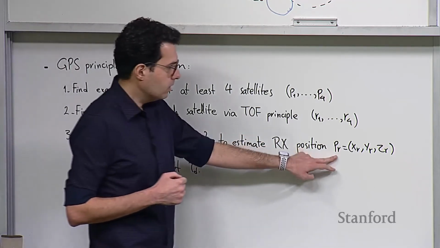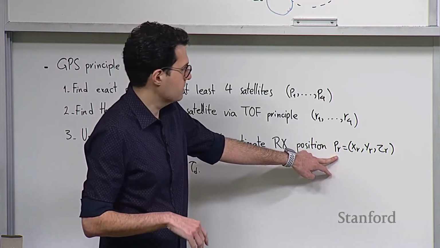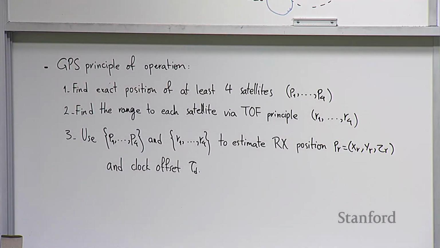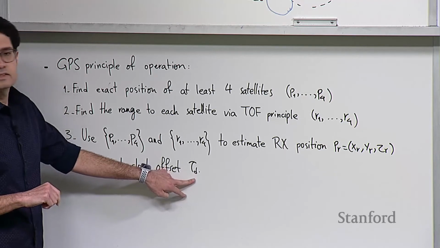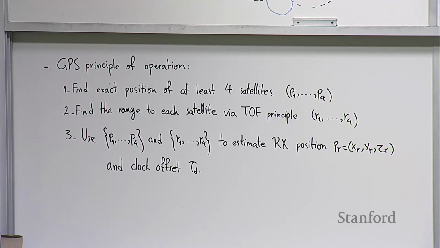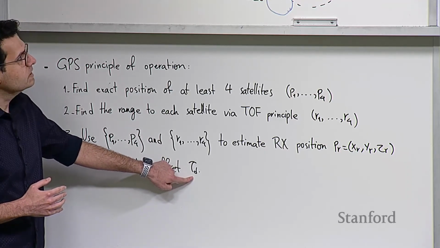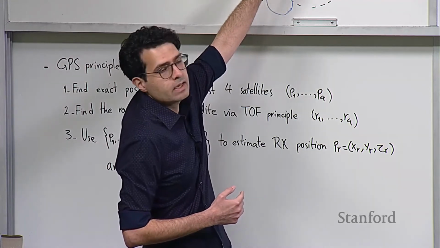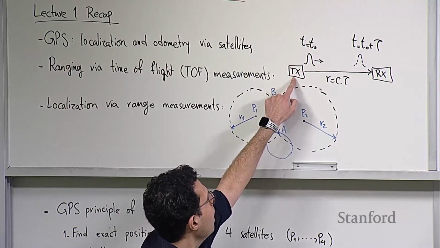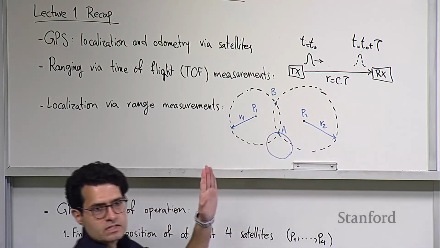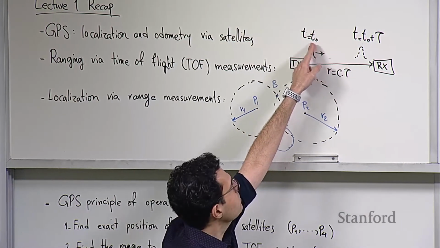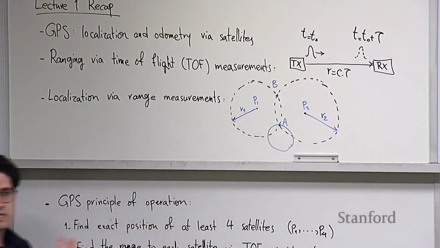We call it P sub R, which is a 3-vector, right? We're localizing in 3D, so x_R, y_R, z_R. And remember we said there is a 4th parameter that needs to be estimated, which is the clock offset, tau sub D, of the receiver with respect to the GPS reference clock. The reason that there is this tau sub D is that if you go back to the time of flight measurement principle, we said that the underlying assumption is that the clocks of the transmitter and the receiver are perfectly synchronized, right? So when they agree that I'm going to transmit at t equals t0, t equals t0 is the exact same time for the transmitter and the receiver.